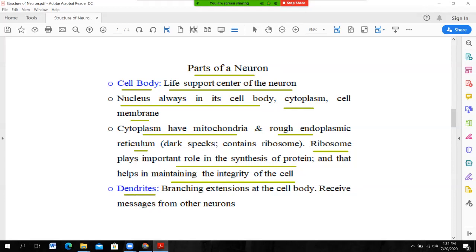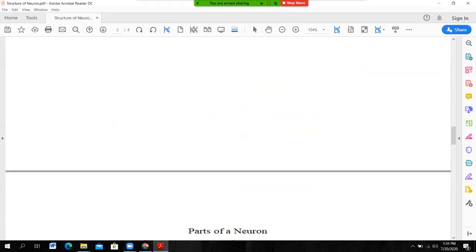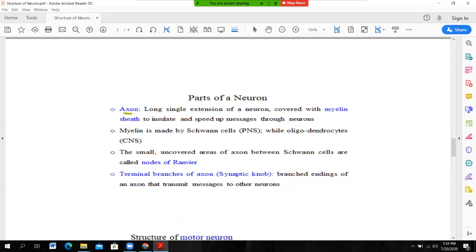Dendrites is another important part of the neuron. Dendrite is actually the branching projection of the cell body, and the function of dendrite is to receive messages or information from other neurons. There is axon, and you know that axon is actually a long single extension of a neuron. That axon is covered by the myelin sheath, and the function of myelin sheath is to provide insulation, and they also increase the speed of the impulses.